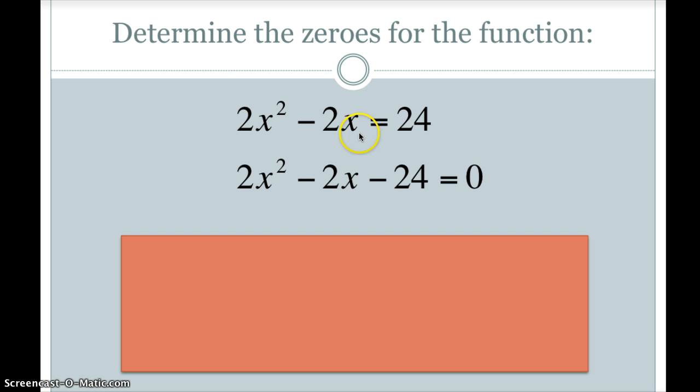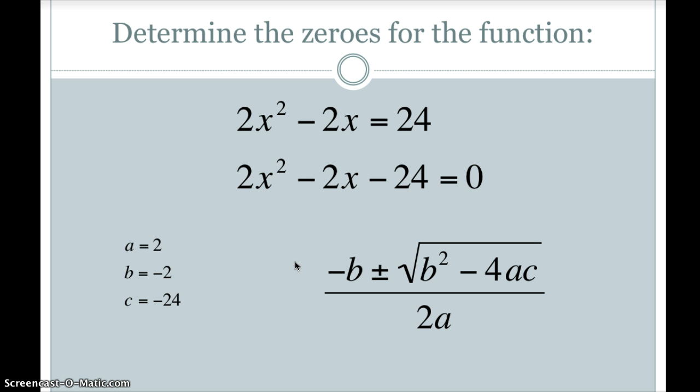We need to move that 24 to the other side to make sure our equation is set equal to 0, and that's what I've done in this second step. 2x squared minus 2x minus 24 equals 0. And I've done that by subtracting 24 from both sides. The next thing I need to do is identify a, b, and c, which I've gone ahead and done for use in our quadratic formula, which we talked about in class.